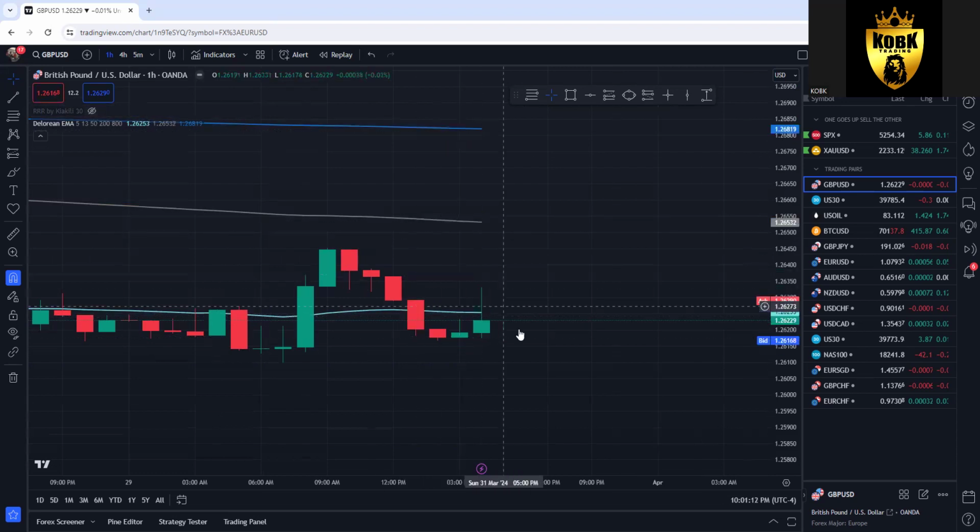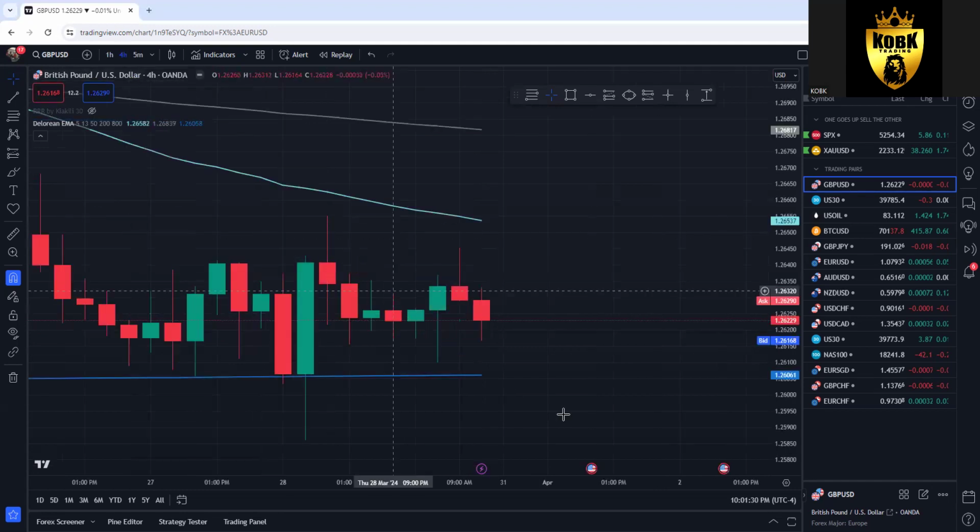They're in order. Aqua must always be the closest to price first, and then everything else follows. So if we have aqua, we have gray, we have blue, they're in order. They're on top of price. They're pushing price down. We should be looking for a sell because on the 1 hour time frame, it is a downtrend.